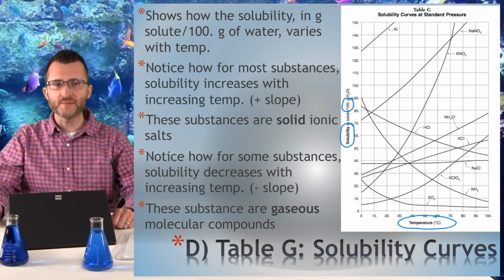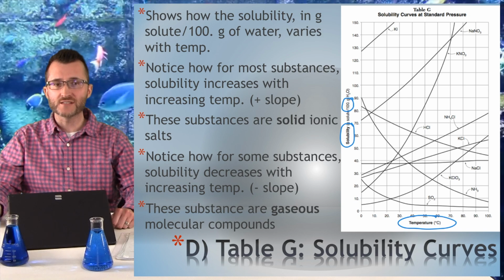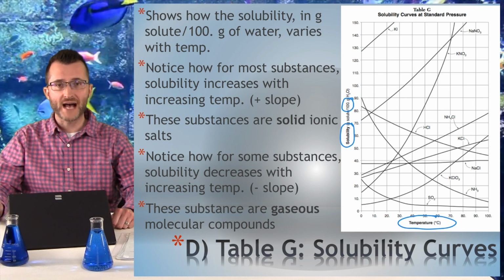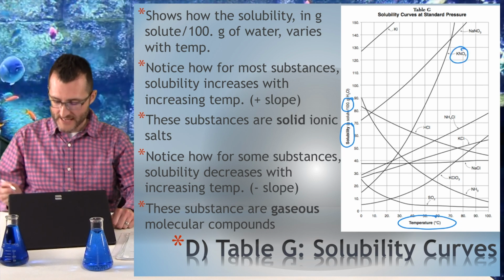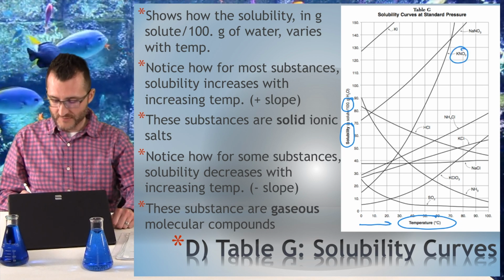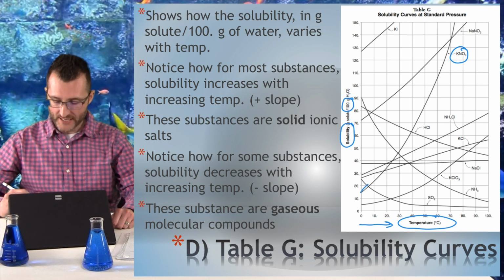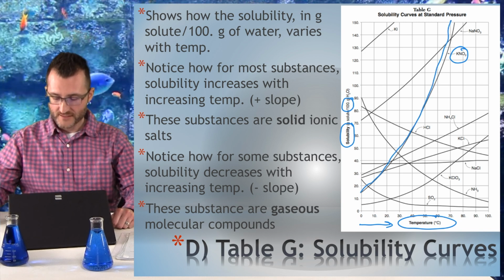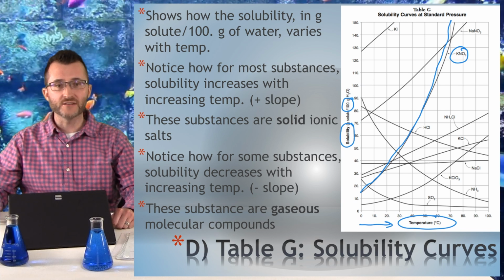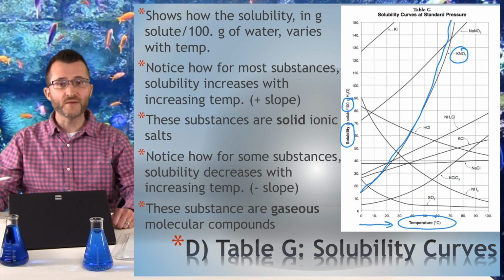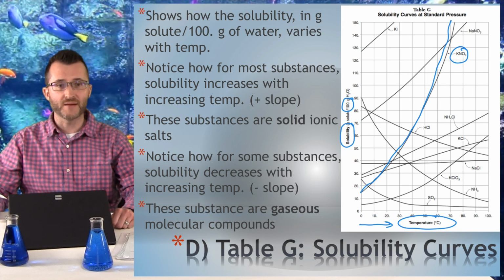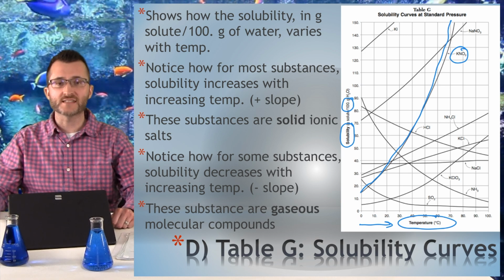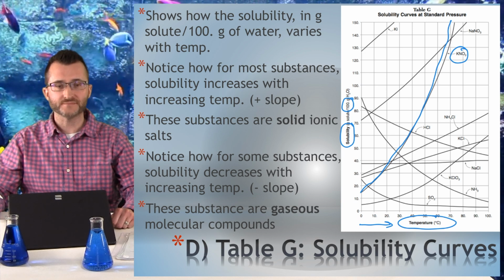Notice how for most substances, solubility increases with increasing temperature. That's a positive slope. So for example, if we look at something like KNO3, as temperature increases from left to right, we see that it slopes upward. That means that the solubility is increasing. In other words, we can fit more grams of KNO3 in 100 grams of water at that higher temperature. These substances are solid ionic salts.